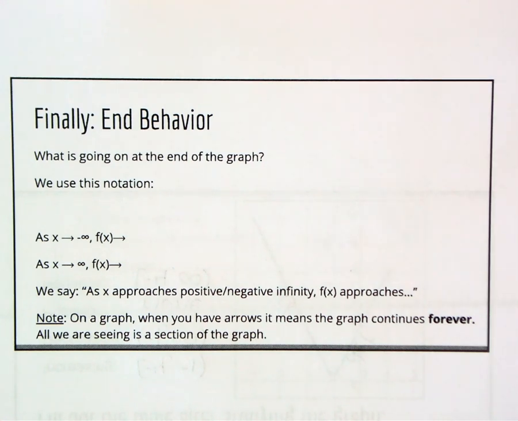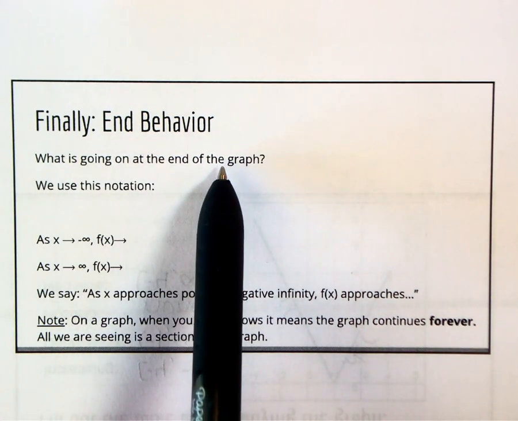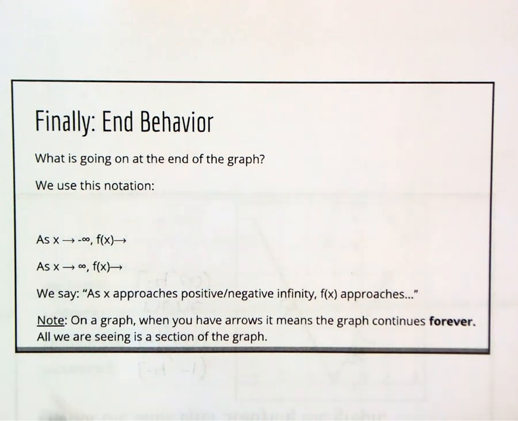So the last function characteristic that we're going to look at is end behavior. And so we don't really have a super formal definition for this, but it's basically asking what is going on at the end of the graph. And so we use this crazy looking notation. And so we deal with infinities.